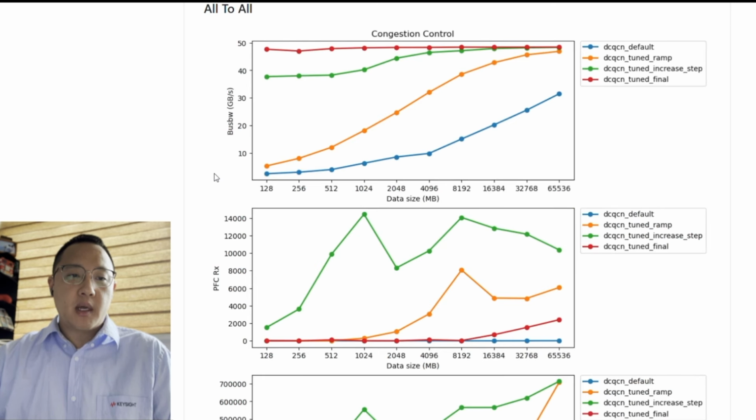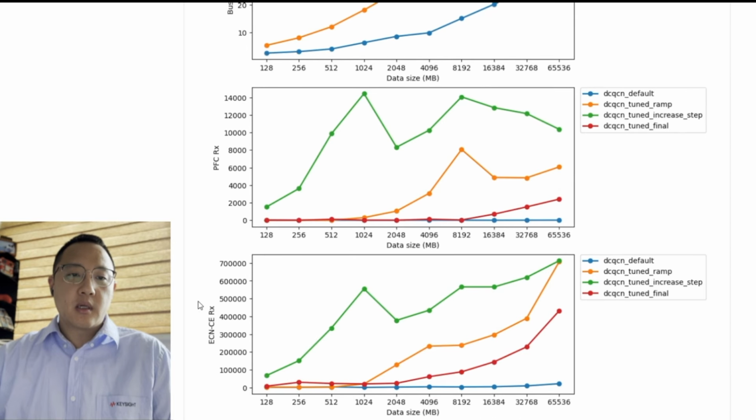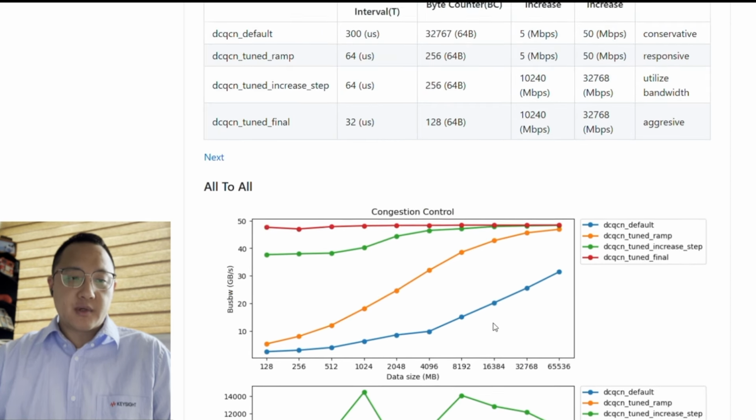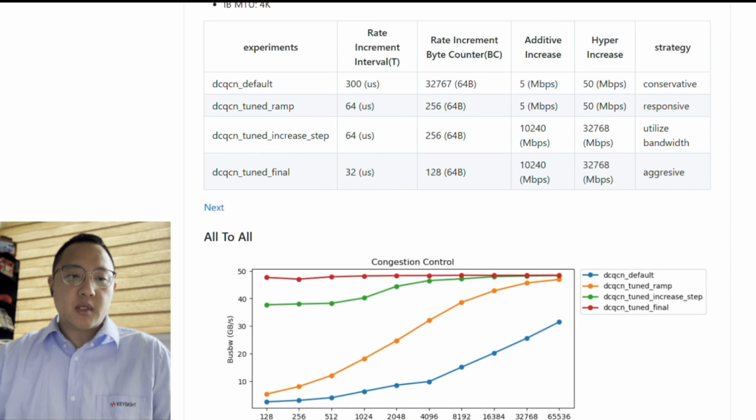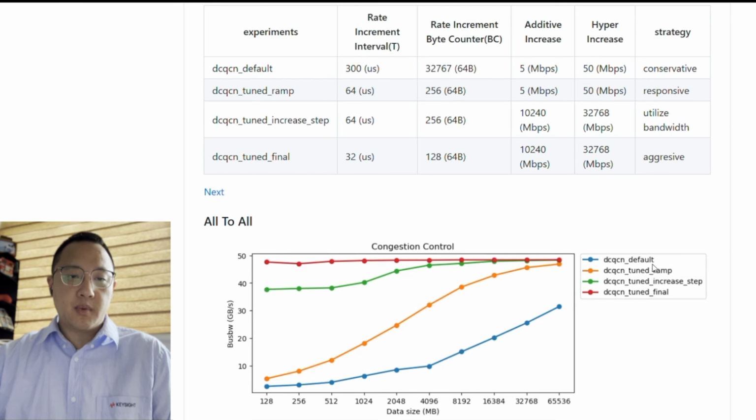To illustrate the impact of these parameter adjustments, we measure their effects using bus bandwidth, PFC, and ECN CE RX counter metrics for data size ranging from 128 megabyte to 64 gigabyte with a multiplier of 2. Let's look at the bus bandwidth metrics first. The bus bandwidth of the DCQCN default configuration, represented by the blue line, increases gradually as the data size grows, but at a relatively slow rate.